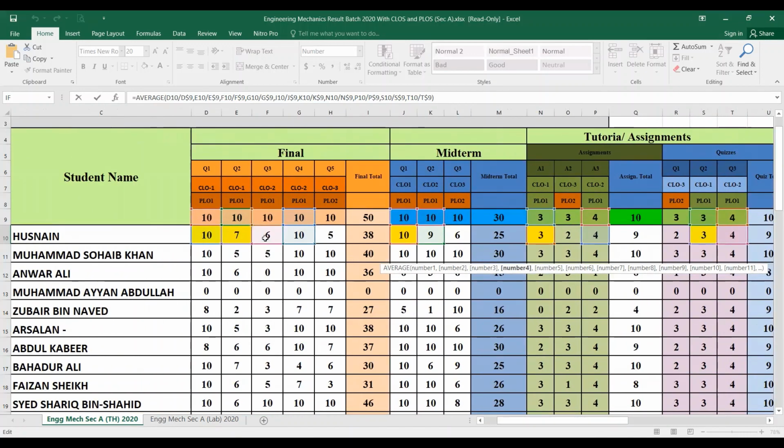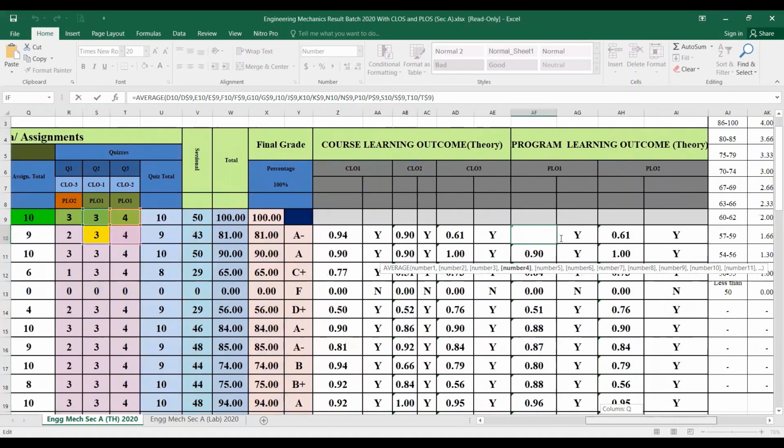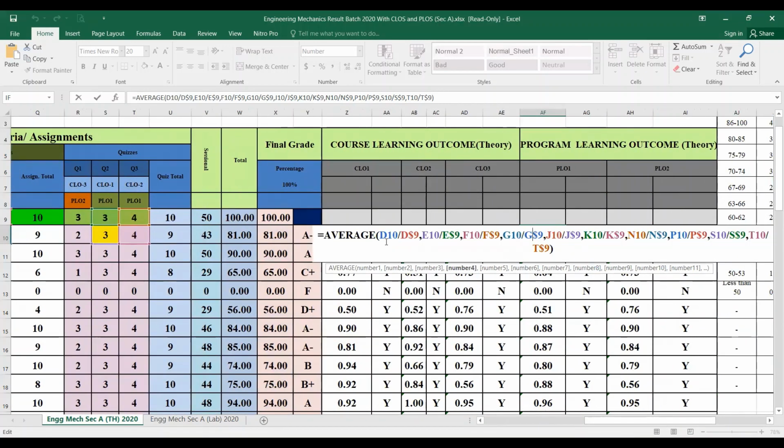So now you can see how many PLO1s are here: 1, 2, 3, 4, 5, 6, 7, 8, 9, 10. And in the quizzes, there is 3 divided by 3, comma, 4, comma, 4 divided by 4, PLO1, PLO1. So now you can see I put the formula equals to average D10 divided by $9.